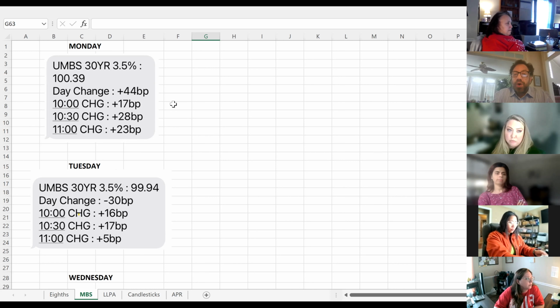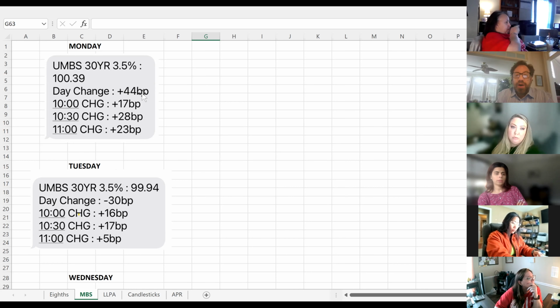Okay, so the market is up 44 for the whole day. We're looking back, it's 6 o'clock at night. Now we're looking back to see what happened today. The market's up, improved 44 basis points.